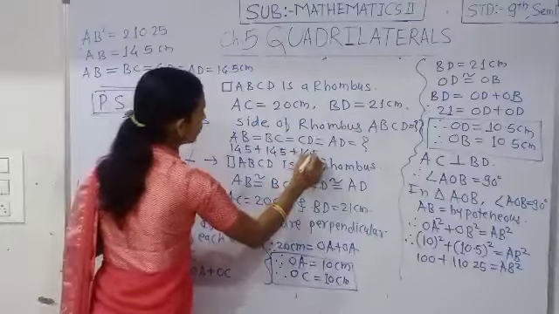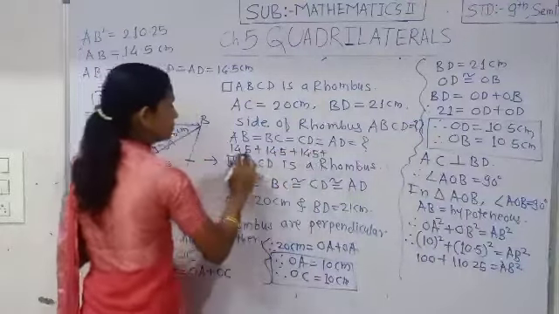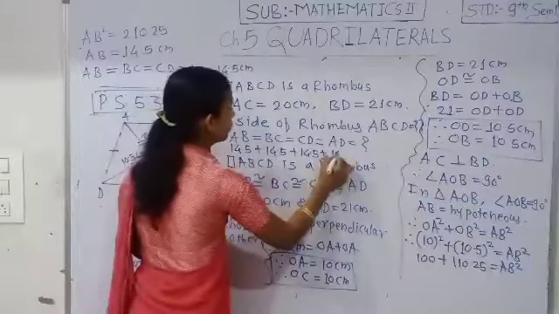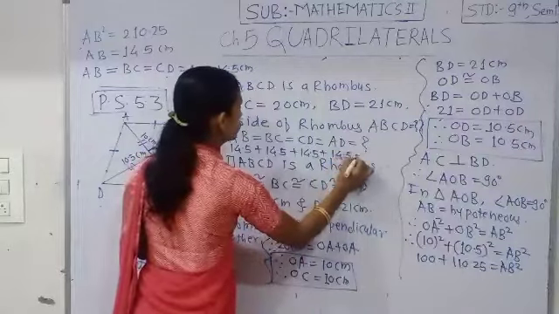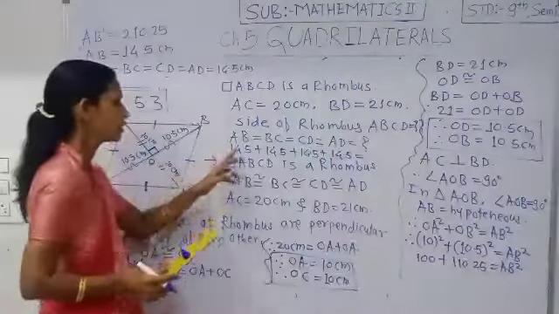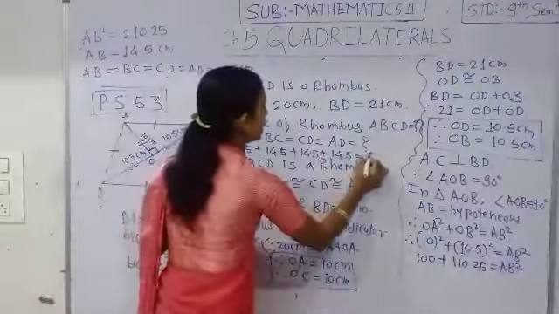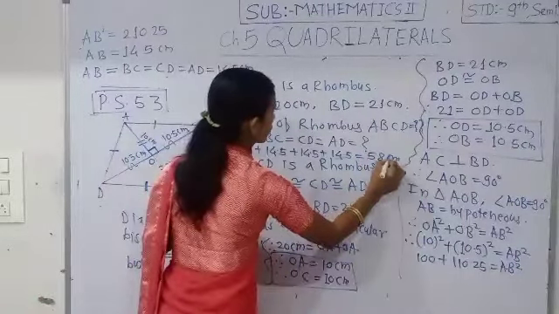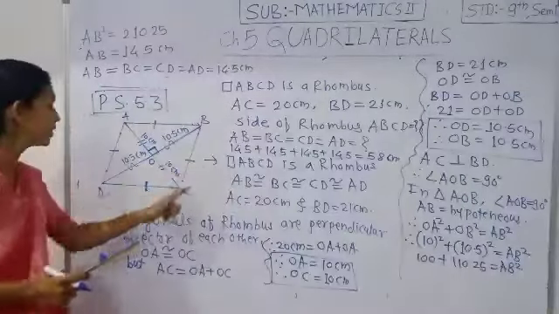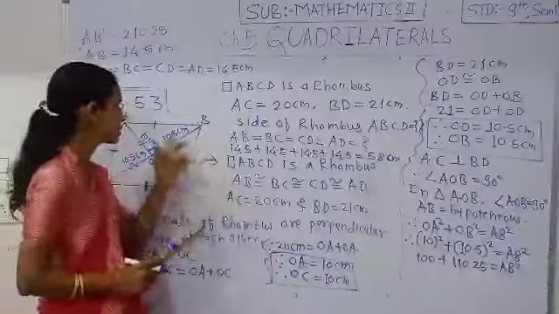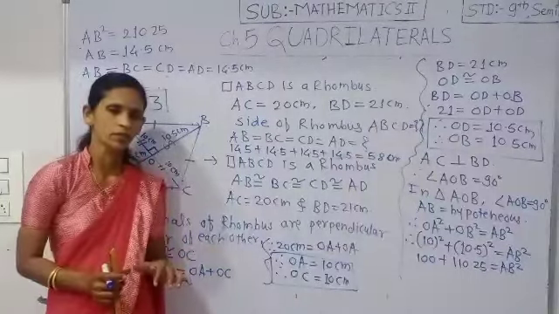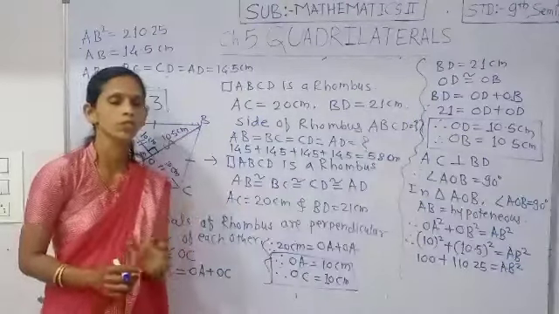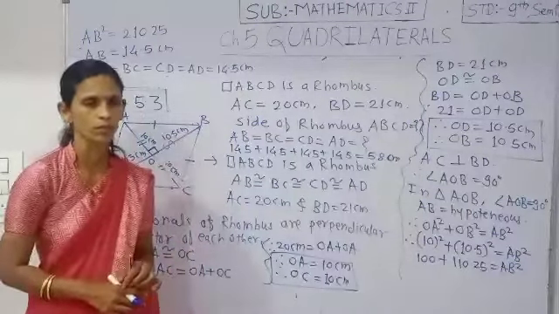Therefore here we can find out the perimeter of that rhombus, that is 14.5 plus 14.5 plus 14.5 plus 14.5, which is 58 centimeter. That means we can also find out the perimeter of that rhombus, using the properties of rhombus as well as the examples based on those properties of rhombus.